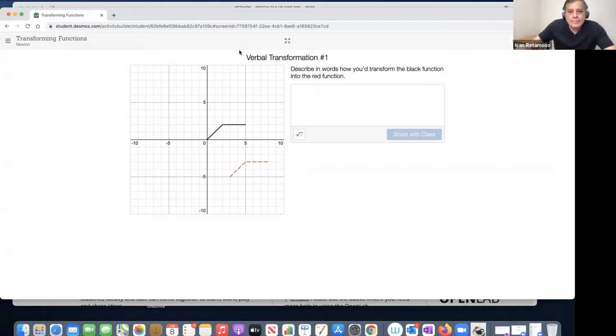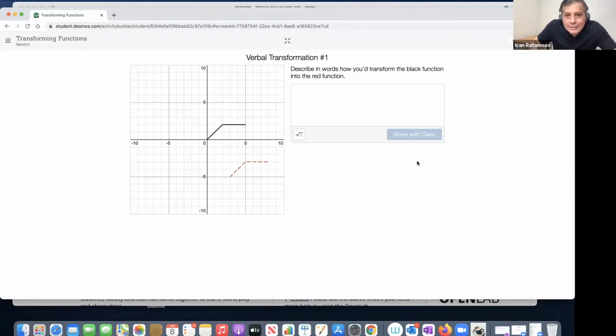Welcome, Savannah. We just started with Desmos activity 2. Let me post the link here in the chat so you guys can just click in there and go into Desmos activity 2, which is this.